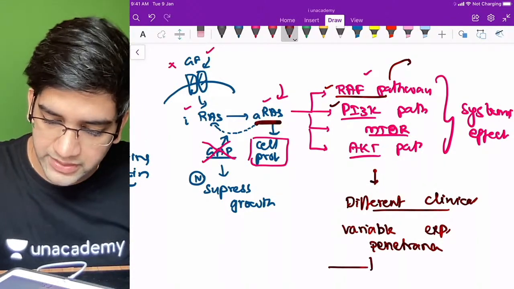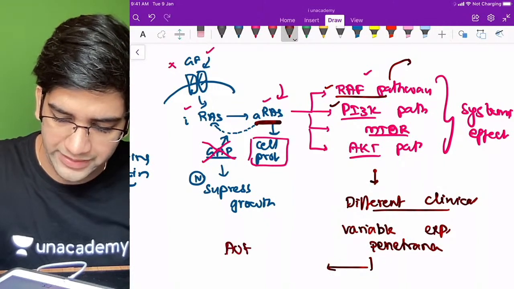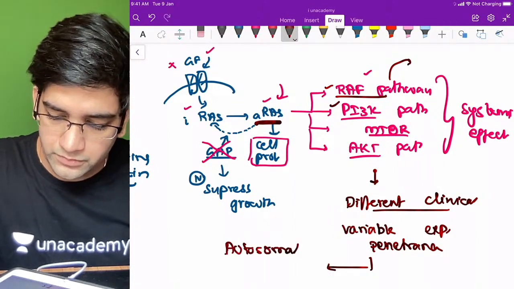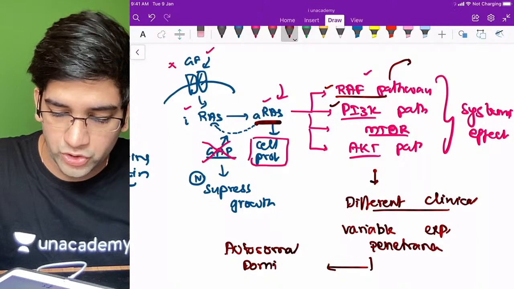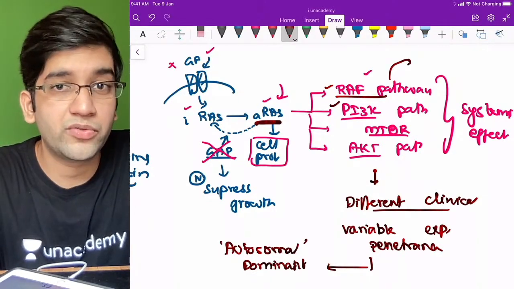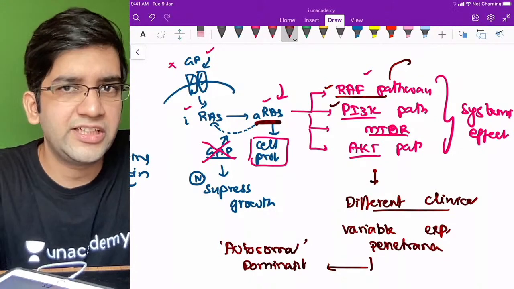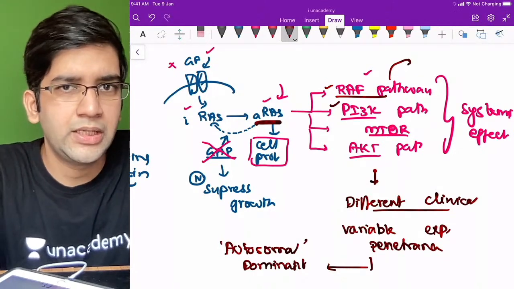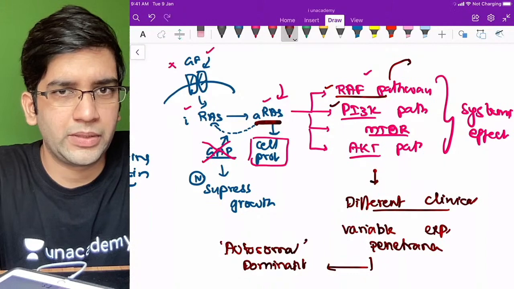So this means it has to be an autosomal dominant disorder, right? Only a dominant disorder can have this. I'm going to call it an autosomal dominant because the gene for neurofibromin is in an autosome. It's in your 17th, it's in your 22nd chromosome, right? So it's definitely an autosomal dominant pathway only, right?